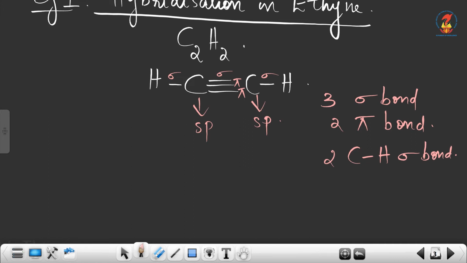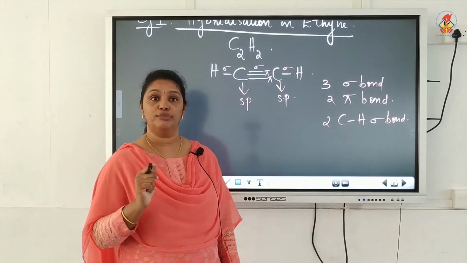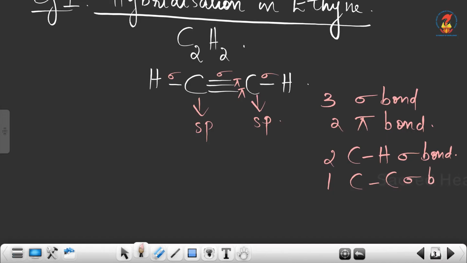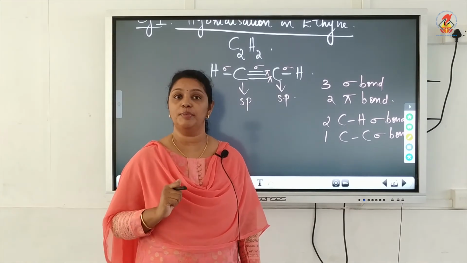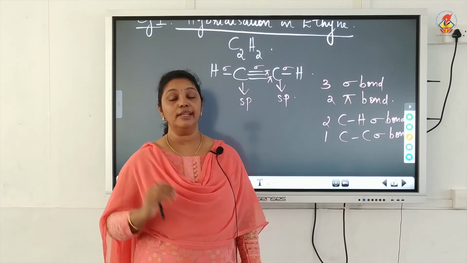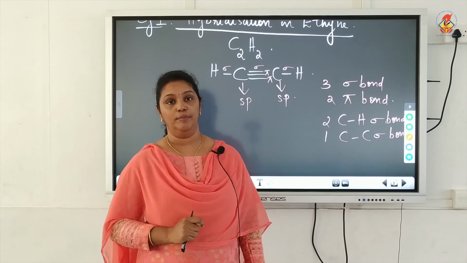Now there is one more hybrid orbital left on each carbon. They will overlap mutually to form CC sigma bond. So there is one CC sigma bond. Now how are the pi bonds formed? We have unhybridized p orbitals. How many unhybridized p orbitals in sp hybridization? 2 unhybridized p orbitals. They will overlap sidewise to form 2 pi bonds.